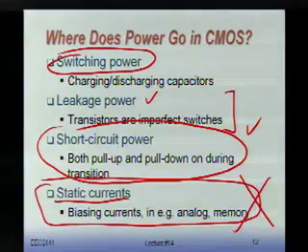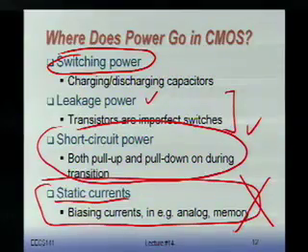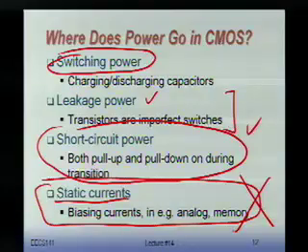Logic that uses static current is a really bad idea. And you're going to have to work really hard to convince me that it's a good idea. Because I don't think it's affordable, unless you have only one gate that is like that.